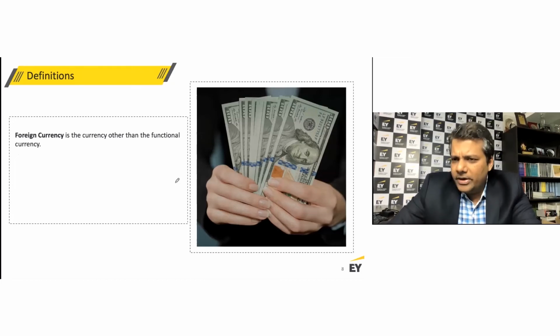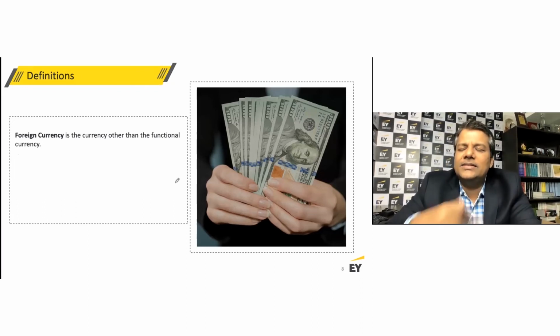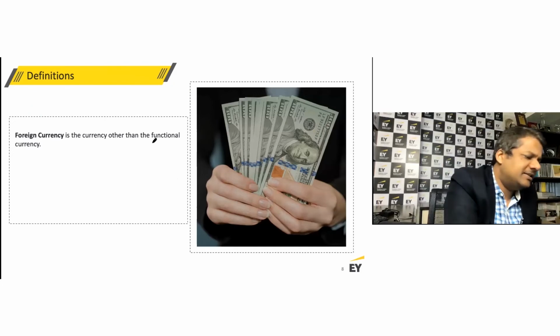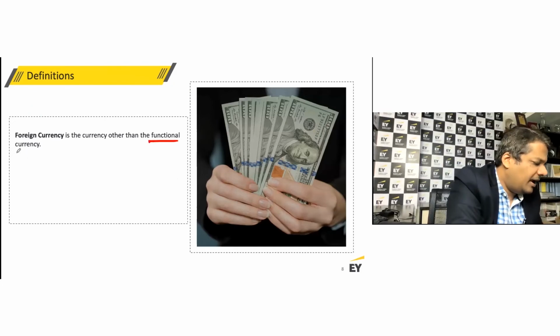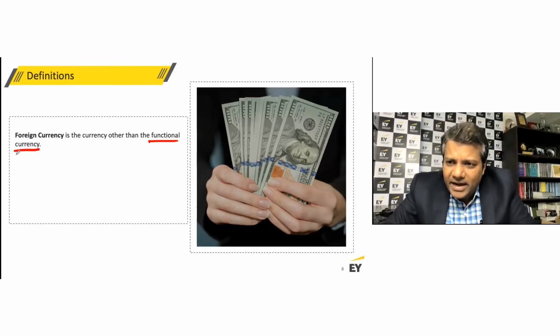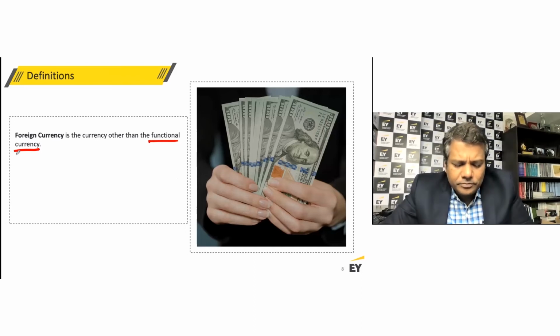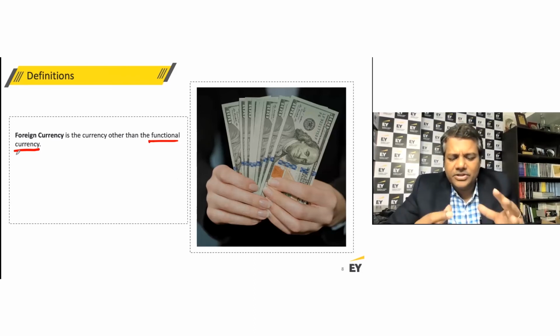So we'll now go through some of the important definitions for you to have a better understanding. So what is a foreign currency? Foreign currency is a currency other than the functional currency. Very simply put, any currency other than your functional currency is a foreign currency. So if your functional currency is, let's say, US dollar, and you are doing transactions in Indian rupees, then for that company, Indian rupee becomes a foreign currency. So what's a foreign currency? Currency which is other than your functional currency.